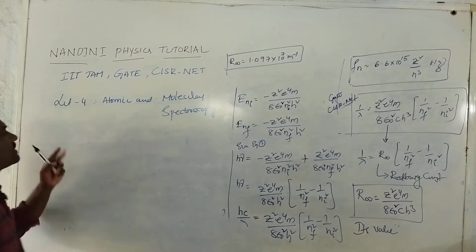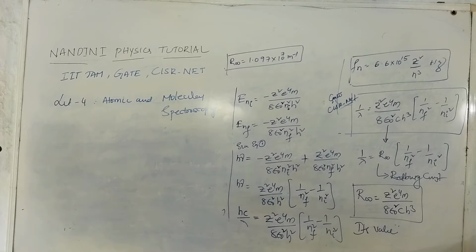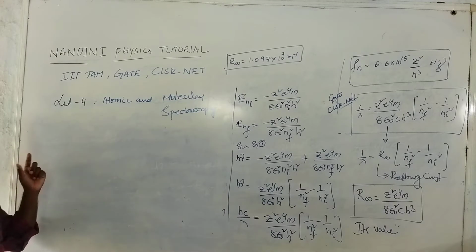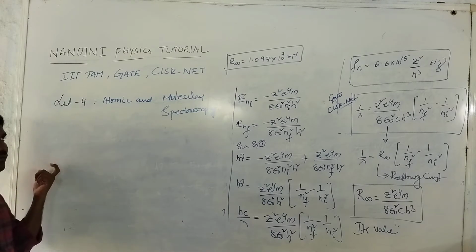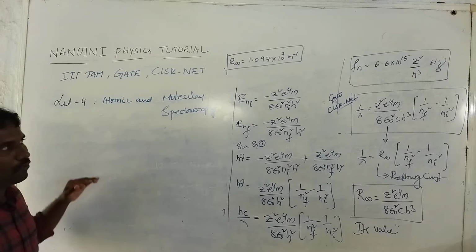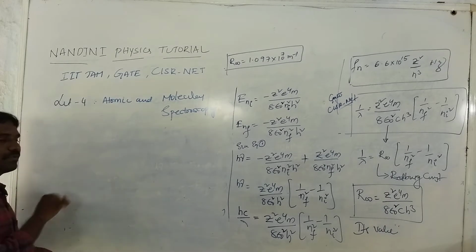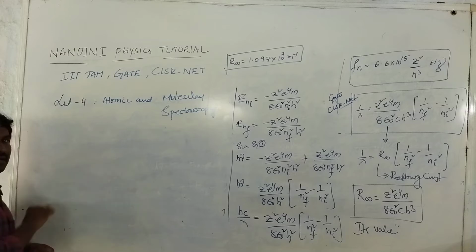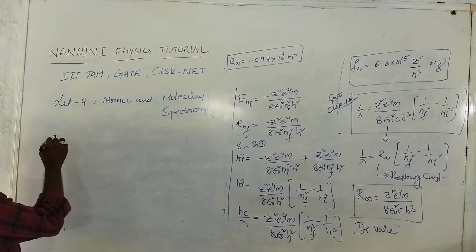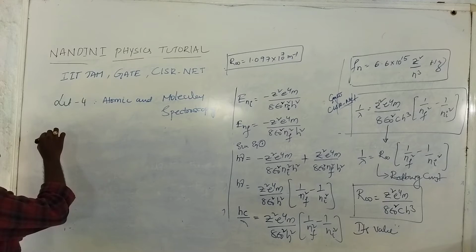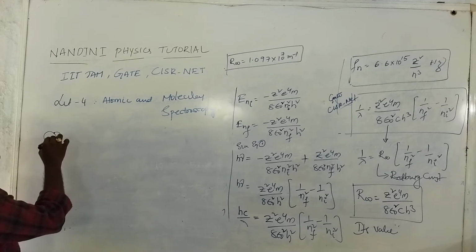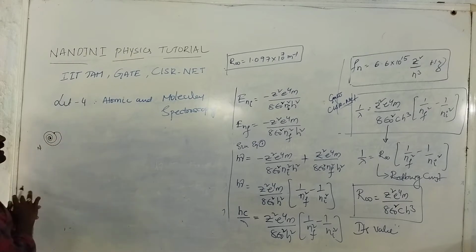Today's lecture starts from the mechanical frequency of the nth orbit. After finding the frequency, I want to find the number of revolutions per cycle. The atom starts here, the electron is revolving, and it collapses into the nucleus. That is the theory.